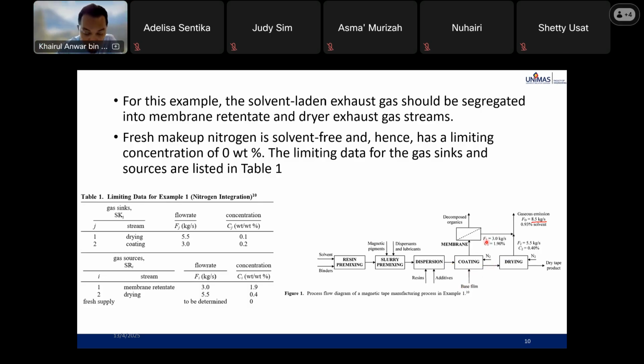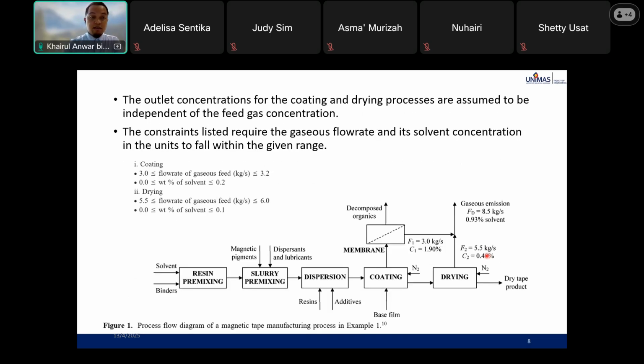Membrane retentate here is 3.9 and 0.5. So C enter, then C enter source outlet, gas coil outlet. So for the drying and coating here, the concentration is given in the following constraint. So this is the constraint for the coating and drying. So they choose the upper limit.